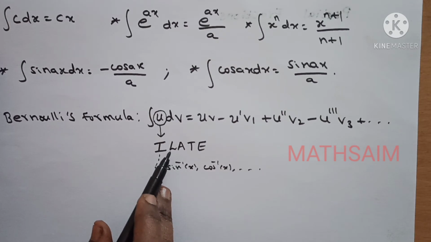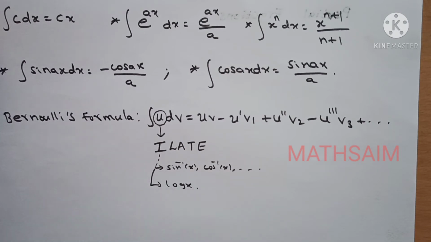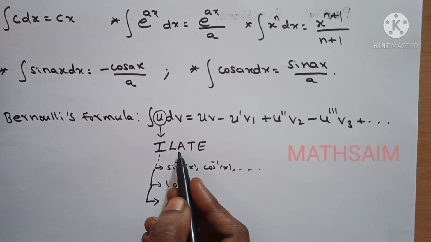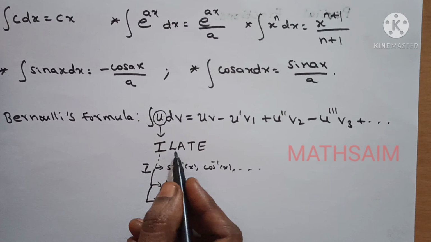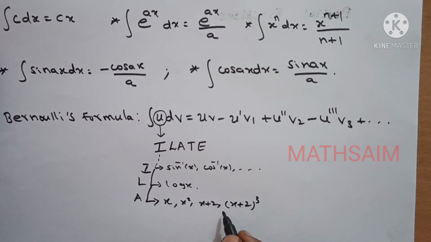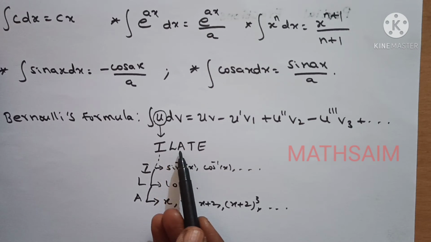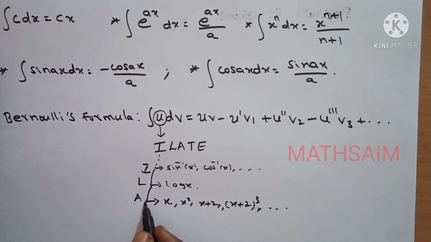And then next is what? It is the logarithmic term. If you are seeing anything like log x, you have to go with that one. That should be considered as u. And the third one is A. What is that A? It is the algebraic term. If you are having any x or x square or x plus 2 the whole cube, if you are seeing algebraic terms like that, that should be considered as u. And if you are not having an inverse term, a logarithmic term and an algebraic term, then you have to go with the T. What is the T? Nothing but the trigonometric term. If you are having sin x or cos x or tan x, you have to go with that one.